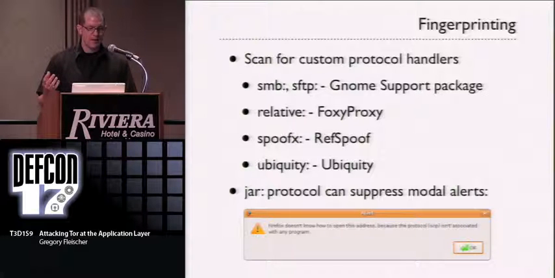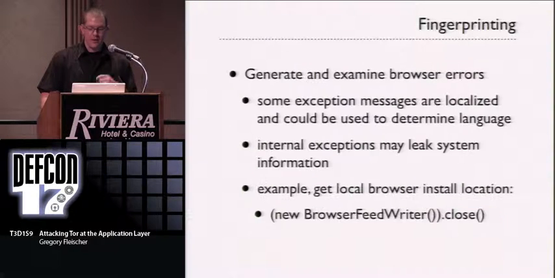We can also scan for custom protocol handlers. SMB, SFTP are installed by the GNOME support package. There's a relative file protocol handler installed by FoxyProxy, and so on. Normally, these generate these really annoying browser pop-ups, these modal windows that say, I don't know how to handle this. But by wrapping these requests in a specific jar protocol, we can actually suppress those, so this can be done completely silently.